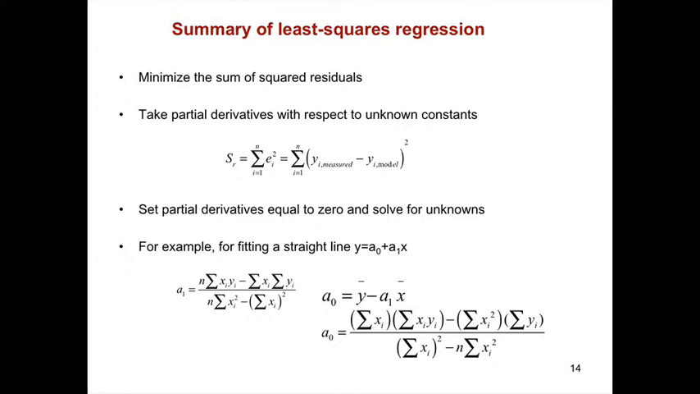And when we do that for a straight line model, so if my model is just a straight line with 2 parameters, I will get a 2 by 2 linear system that I can solve. And my A0 and A1 are given with these expressions here in terms of the data that comes in.